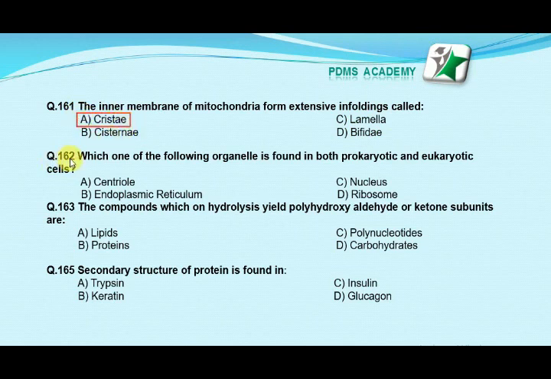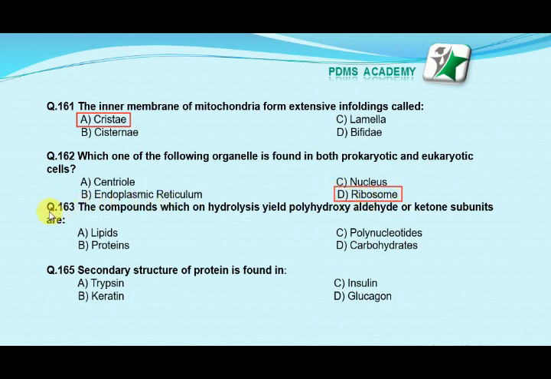Our next MCQ is: which one of the following organelles is found in both prokaryotic and eukaryotic cells? Option A, centriole; option B, endoplasmic reticulum; option C, nucleus; option D, ribosomes. Our correct answer is D, ribosomes.